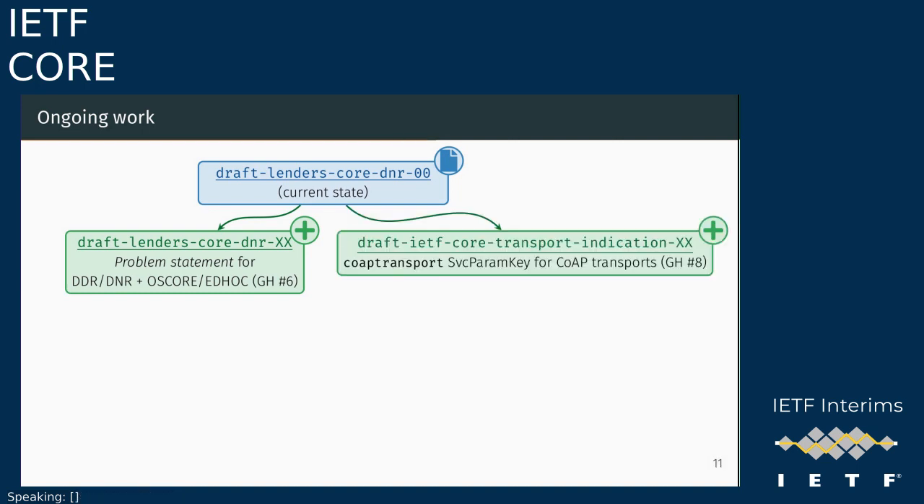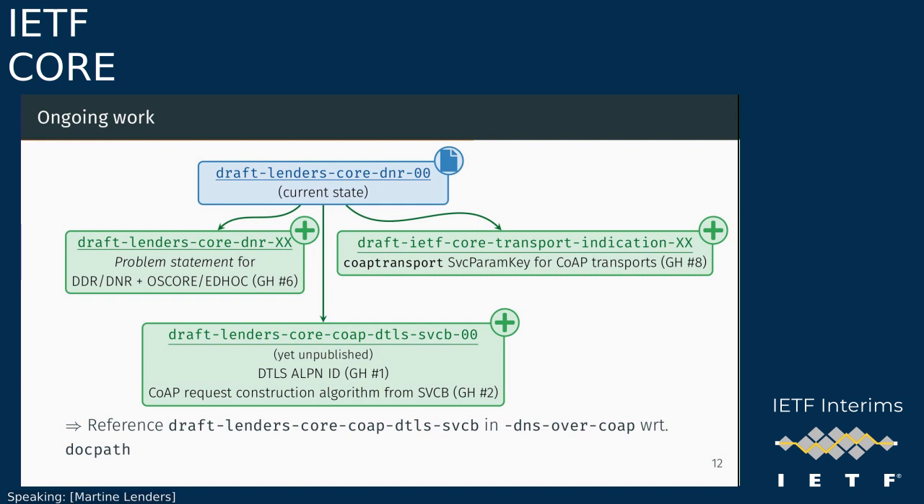We also put all the CoAP transport discovery into the transport indication draft that is currently a working group draft. Sorry, and we also put, as we decided at the last IETF, the ALPN ID for DTLS into its separate draft.